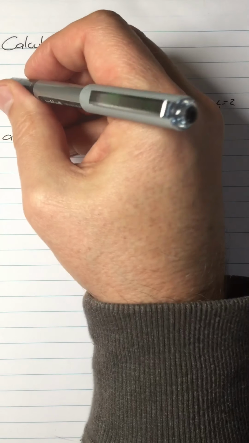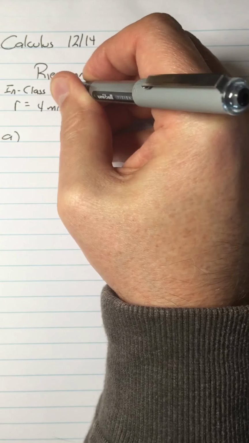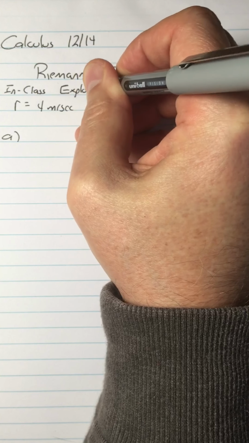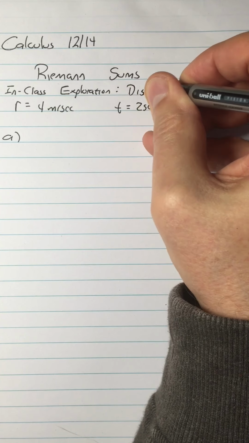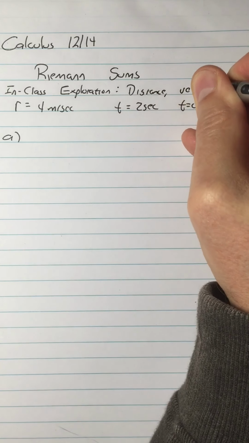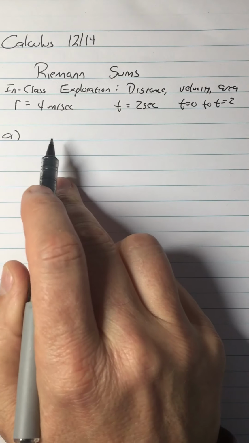I should probably label this in class exploration. Could have done this ahead of time, but I didn't, did I? No sense crying over that spilled milk. Distance, velocity, and area. Okay, here's number 1 of that sheet.